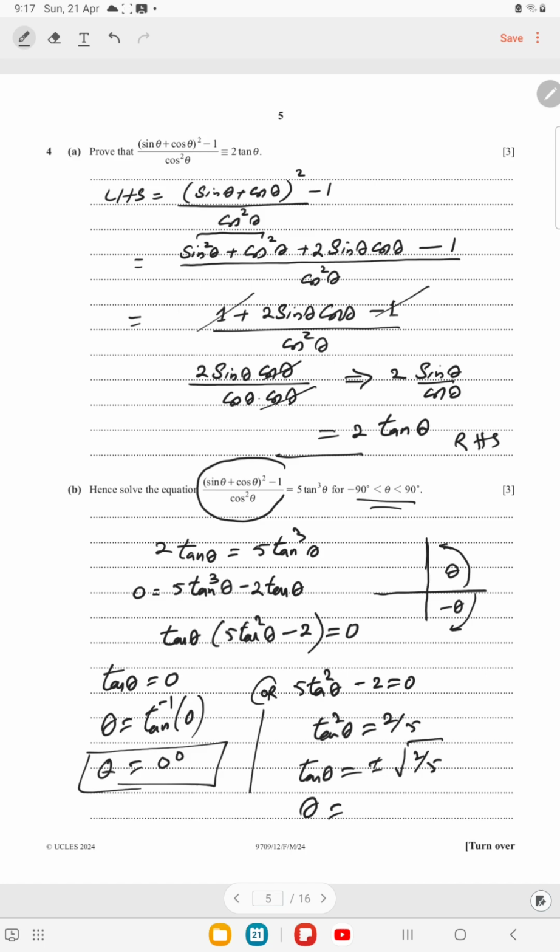Before you use the calculator, keep it in degree mode if you have it in radian. So we'll get the answer as 32.3 degrees, and that is less than 90, right? And minus 32.3 degrees. This will be the right answer for 3 more marks. I hope it is clear. Let's proceed to the next question.